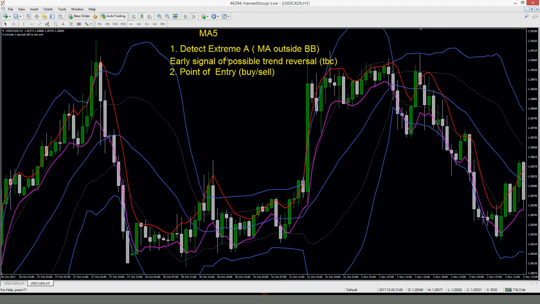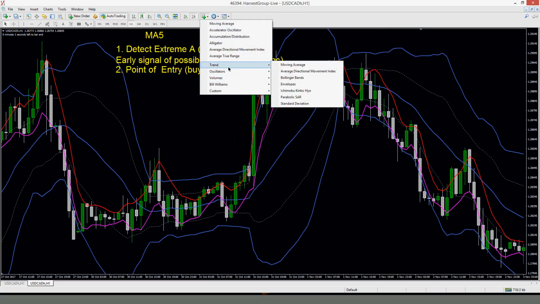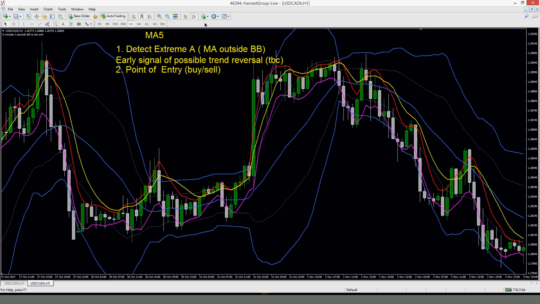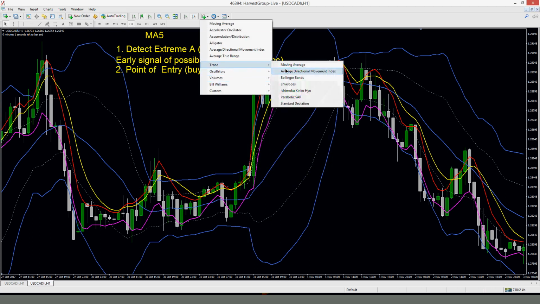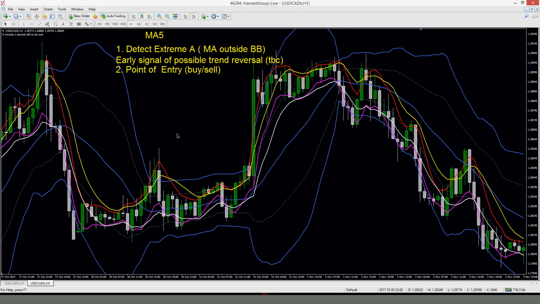So there are two functions. The first one is to detect extreme A. The second one is a point of entry, buy or sell. Let's add in MA10, sorry, set to high. That's yellow. And another one. When you have all four moving averages, things are getting really confusing.